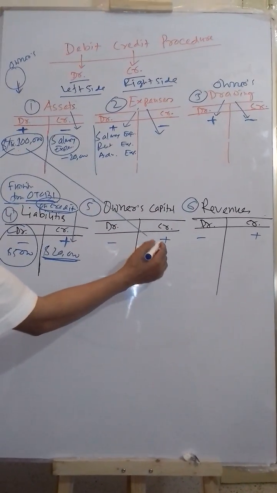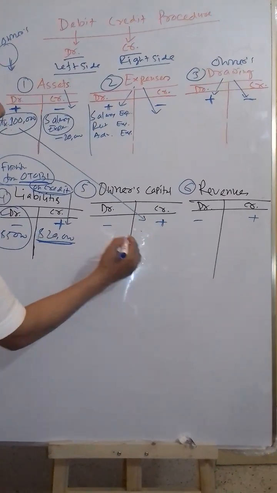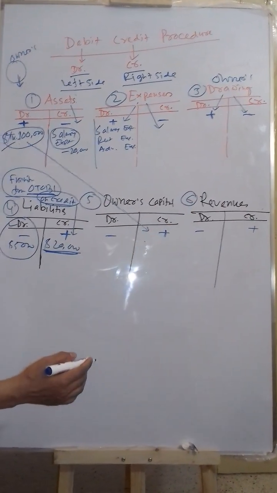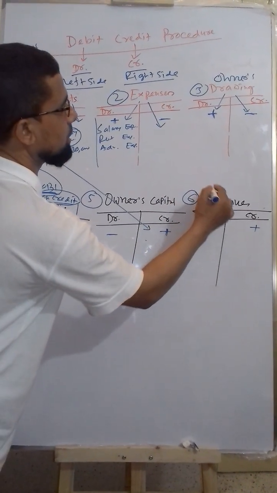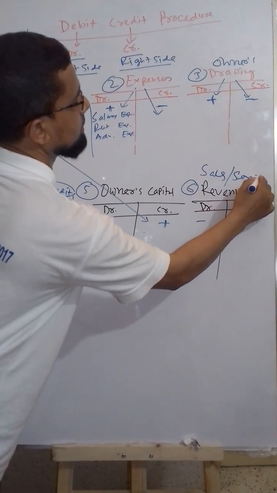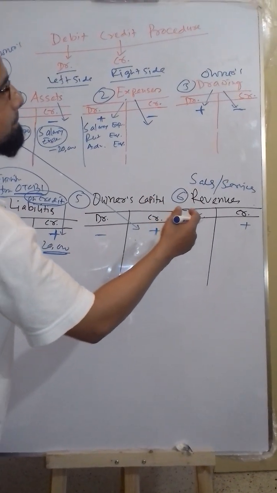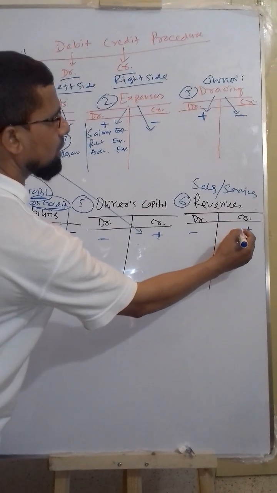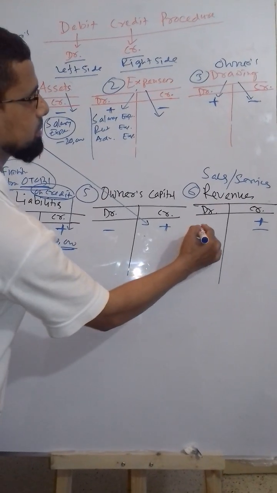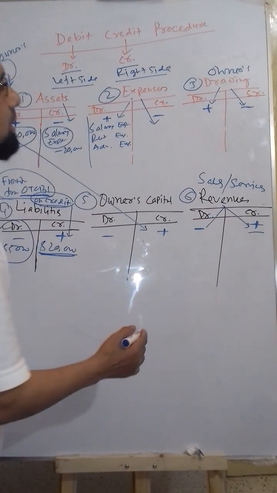And in the same way, owner's capital. Owner's capital increase, it must be credit, increase credit and decrease debit. And revenues. When we sell our goods, we call it sales revenues or service revenues. That is revenues when we sell our goods, we consider it in our credit side. That means this must be credit, and debit means this is decrease. Revenue increase credit, revenue decrease debit.